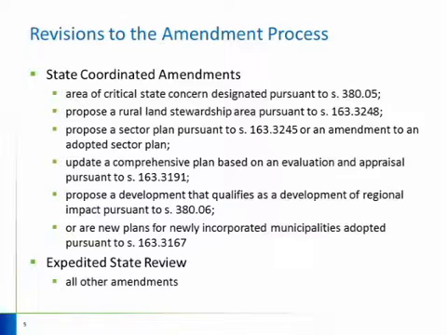It applies within areas of critical state concern, to proposed rural land stewardship areas, to proposed sector plans and amendments within sector plans, to an update based on an evaluation and appraisal review amendment, to a proposed development that qualifies as a development of regional impact, and for an amendment for a plan for a newly created municipality. These are the only amendments that would qualify for the state coordinated process. All other amendments go through the expedited review process. The expedited review process is detailed in Section 163.3184(3). The state coordinated process is detailed in 163.3184(4).